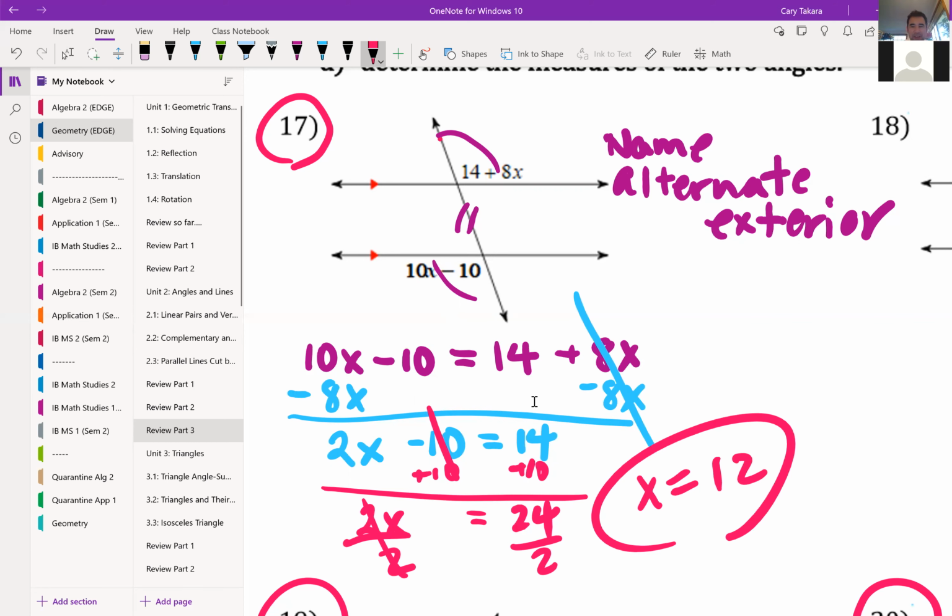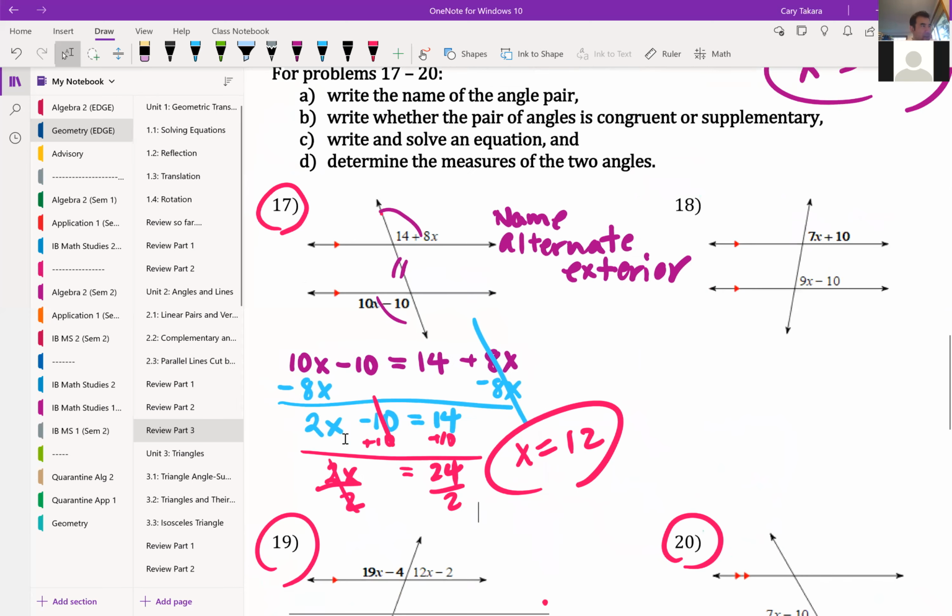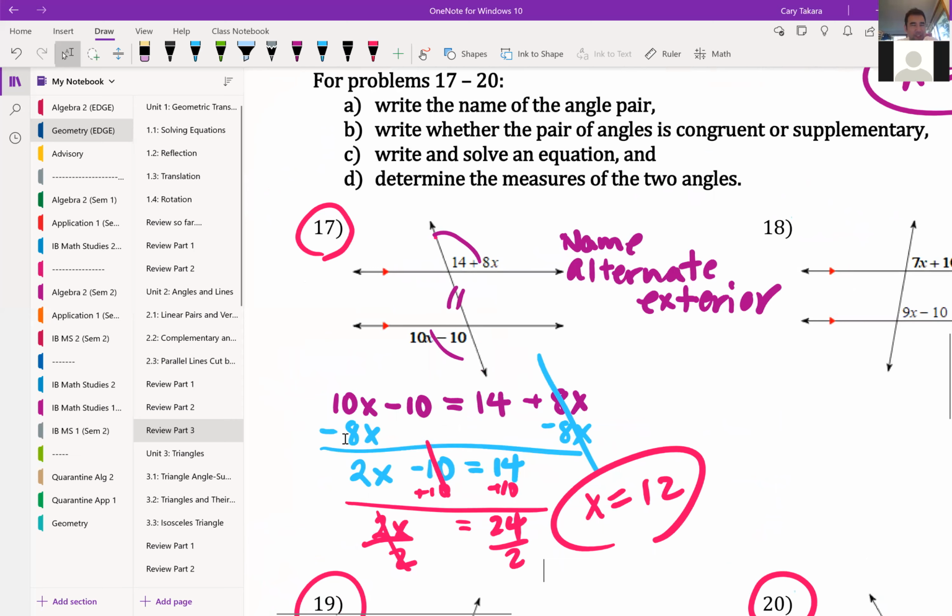Okay, nice job. Anybody else? Did anybody else get x equals 12? How did you guys do? Yeah. If you didn't get x equals 12, not a big deal. But let's spend a little bit of time to identify where you went off. Okay, were you able to identify the mistake if you had any? Okay, let's move on. Does anybody need more time for number 17?